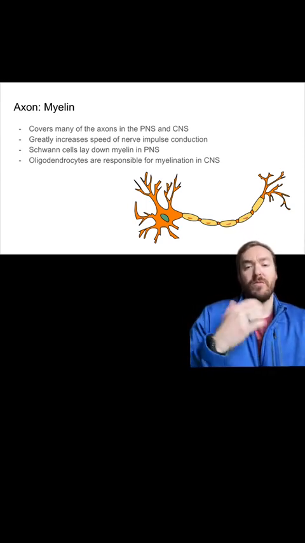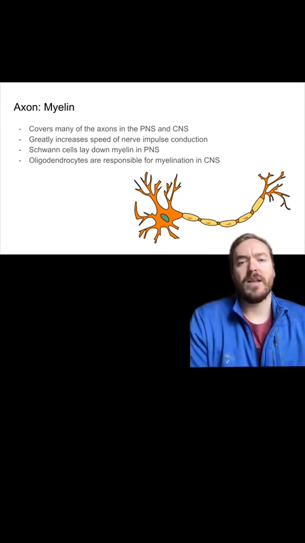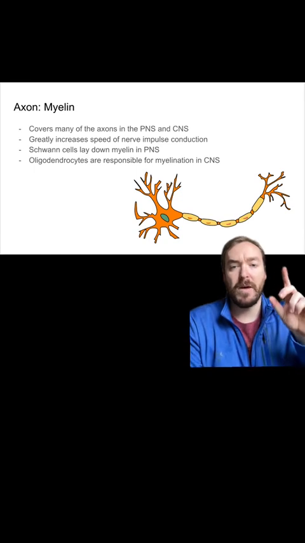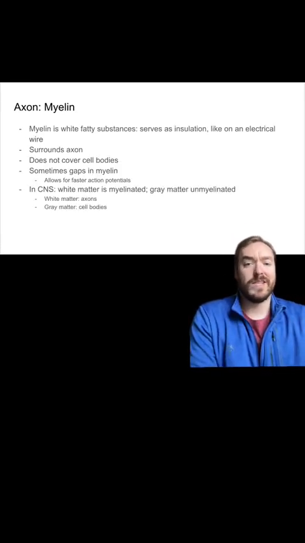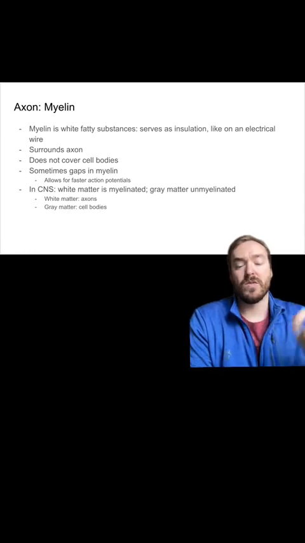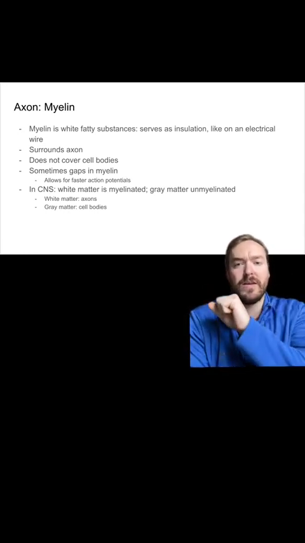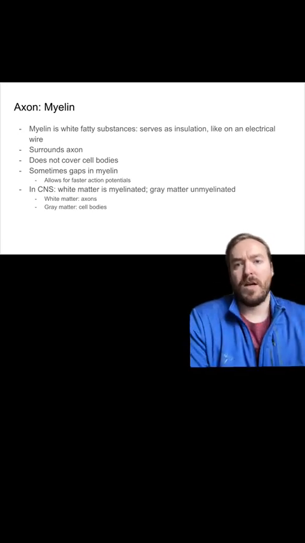So in the peripheral nervous system, you have Schwann cells that lay down myelin, and then in the central nervous system, you have oligodendrocytes that are responsible for laying down myelin. So myelin is just a white fatty substance that serves as insulation on the axon. So think about the plastic covering of an electrical wire. That insulation just allows for faster electrical impulse travel.